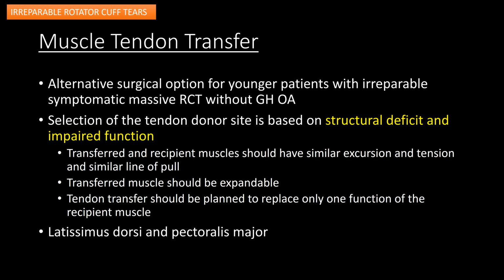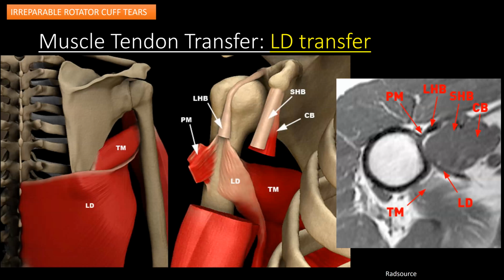I'm going to show you an example because it can simulate the line of pull and the function of the posterior superior rotator cuff. The most common tendon used in the shoulder is the latissimus dorsi, followed by pec major, but there are other tendons which are used. I'm going to focus on the latissimus dorsi, which can be done with or without teres major. That's typically performed for patients with massive, non-reparable posterior superior rotator cuff tear to restore shoulder function.